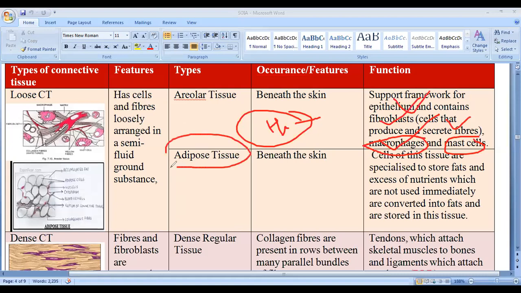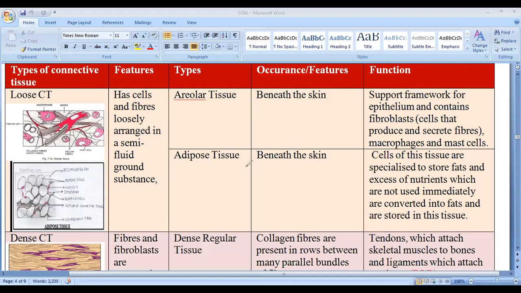Next, adipose tissue is the second type of LCT, that is loose connective tissue. It is located beneath the skin. What is the function of adipose tissue? As I already told, it is a type of cell which stores fat. This is also known as the fat storing cell, and these fat storing cells have two different types of fat.